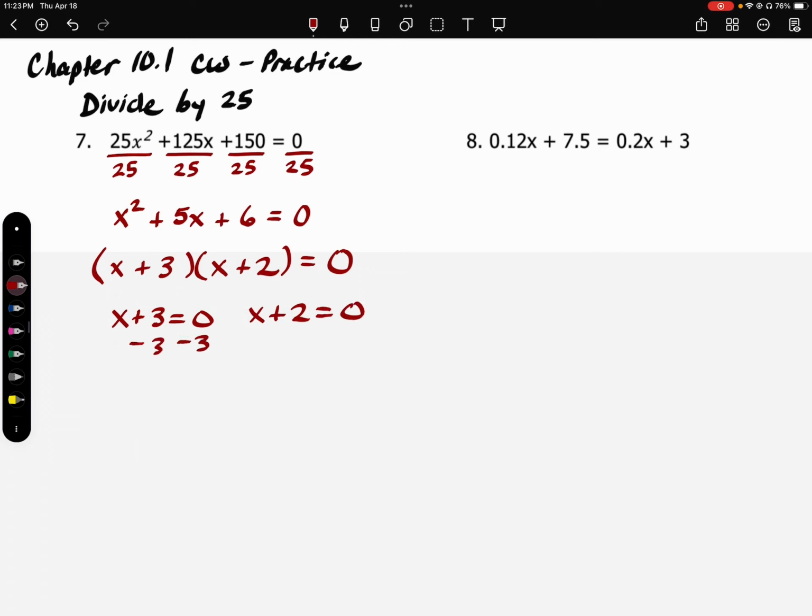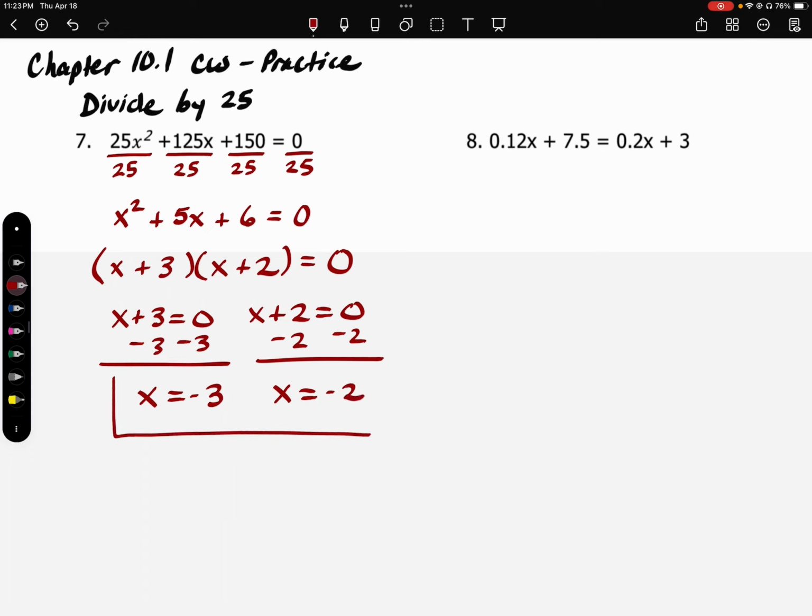So subtract our 3. We got x equals -3. And x equals -2. Again, you can plug it back into your original, you can use Desmos to graph, or however you wish to check it, but your answers are -3 and -2.